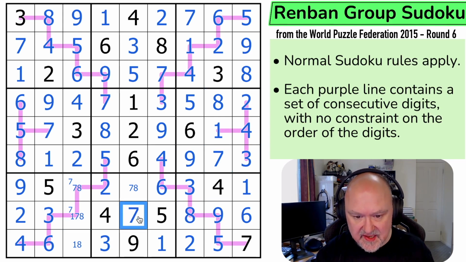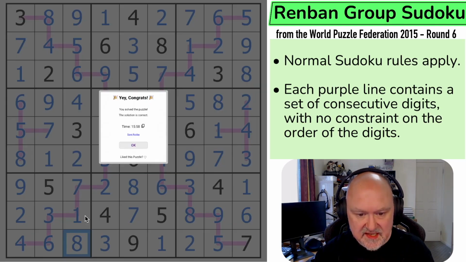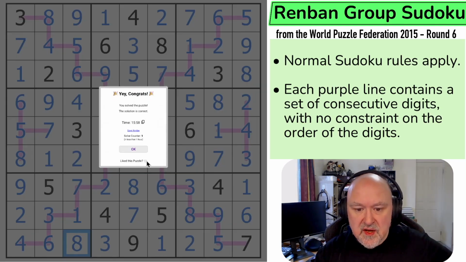The 8 looks across, making that the 7 and that the 8. That makes this the 7. There's no 7 here. And the 8 makes this the 1 and this the 8. And that is the solution to the puzzle.